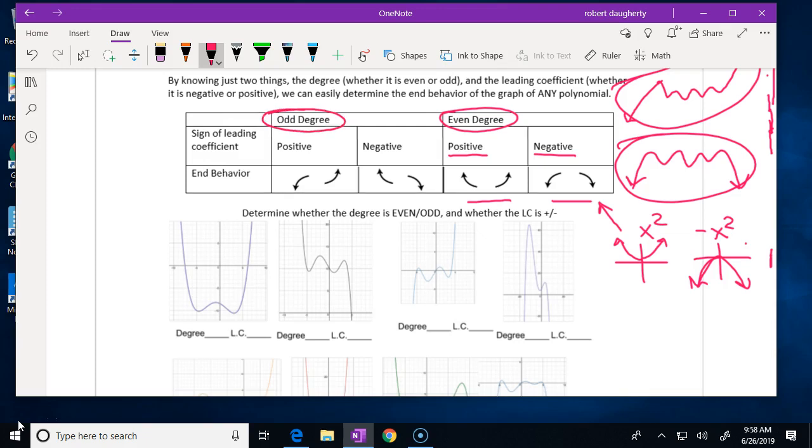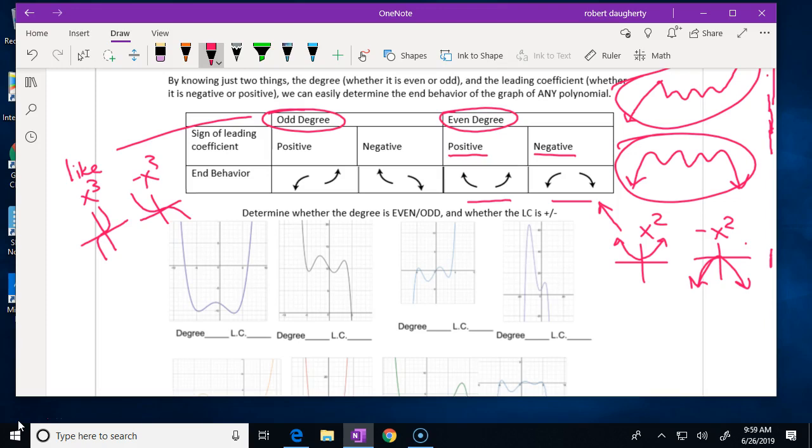Now, if we have an odd degree polynomial, then it's got a choice. It's either going to go down to the left and up to the right, or up to the left and down to the right. So this behavior is going to be like what we saw when we graphed x cubed and minus x cubed. Remember, x cubed looked like this, and minus x cubed looked like this. Okay, so if it's odd degree and it's positive, it's going to go down to the left, up to the right. If it's negative, that's going to be flipped, up to the left and down to the right.